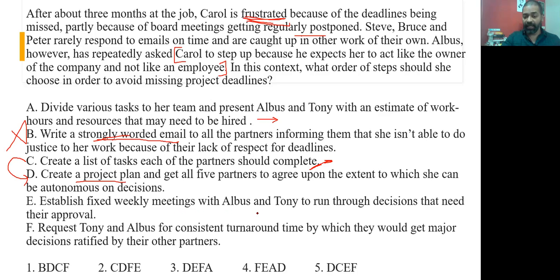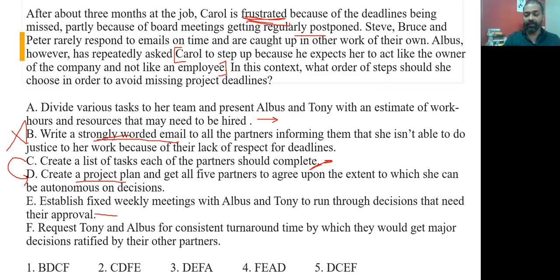Establish fixed weekly meetings with Albus and Tony to run through decisions that need their approval, which is again equally important, isn't it? So D, E, A all come before C. So that is also part of my group. Request Tony and Albus for consistent turnaround time by which they would get major decisions ratified by their other partners.